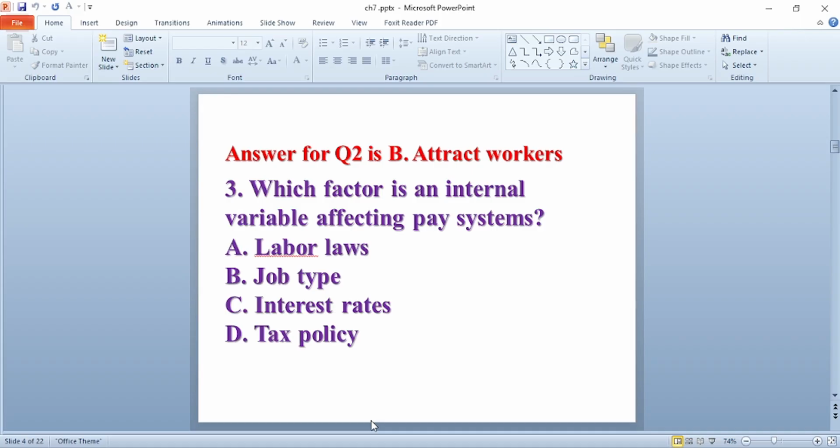Question number 3. Which factor is an internal variable affecting pay systems? A. Labor laws. B. Job type. C. Interest rates. D. Tax policy. Answer for this question is B. Job type.